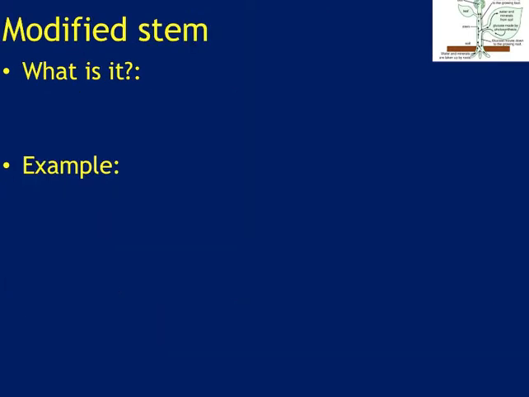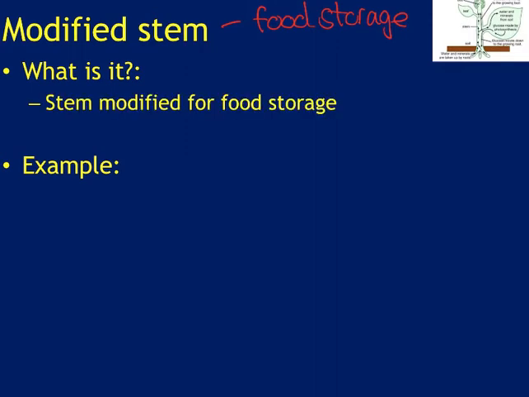Now, we will talk about modified stems and leaves and roots, and there are two contexts for this, and this is your introduction to the first context. We're looking at a modified stem in terms of food storage. In sixth form, we will also talk about modified stems in terms of reproduction, but we're looking at food now. So a modified stem is something that's modified for food storage, and a potato is an example of a modified stem.